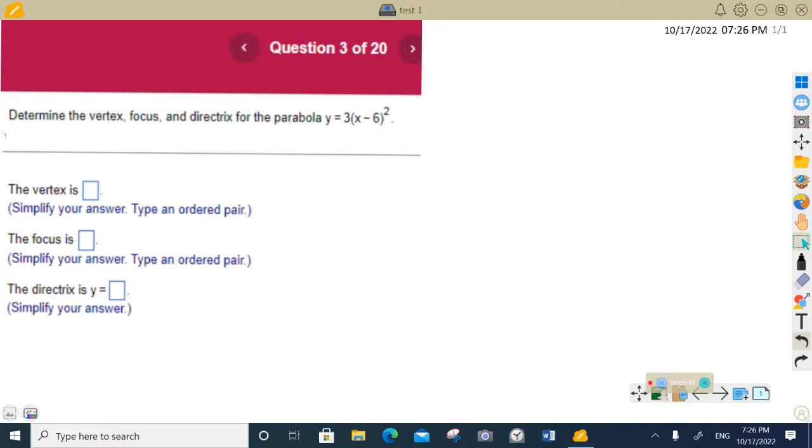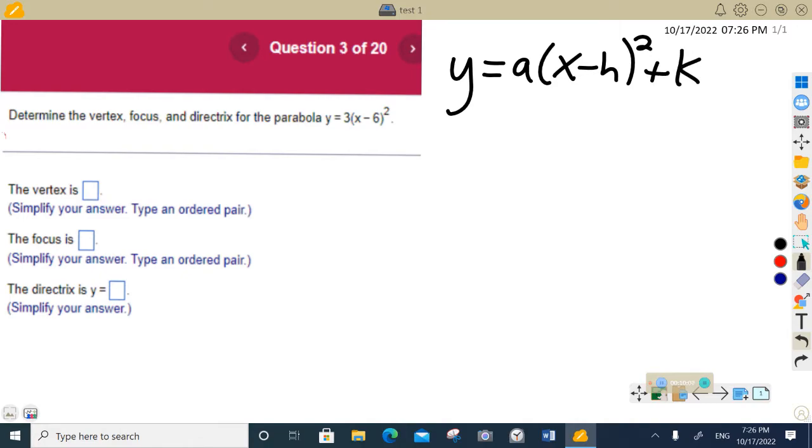Okay, question number 3 says determine the vertex, focus, and directrix of the parabola y equals 3 parentheses x minus 6 quantity squared. So it's in vertex form. Let's recall that vertex form is y equals a parentheses x minus h squared plus k. So whoever's inside with x is the x value of your vertex. Whoever's on the outside is going to be the y. Now remember, when you bring something out of the parentheses, it's going to change signs. So your h is actually positive 6. So your vertex, because your vertex should be h comma k, it's going to be positive 6 comma 0.